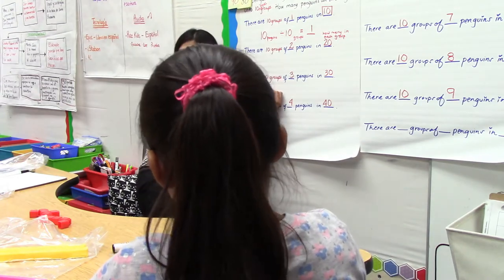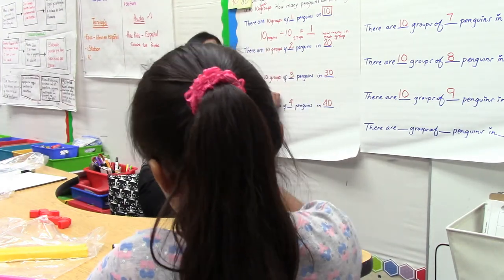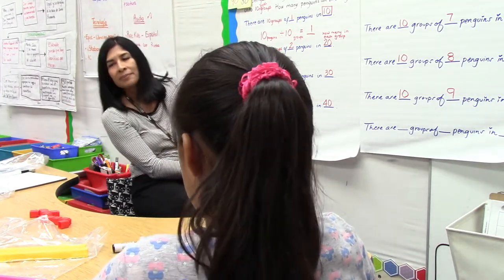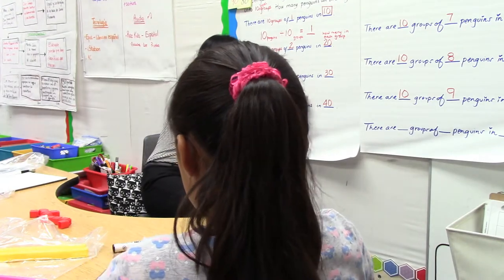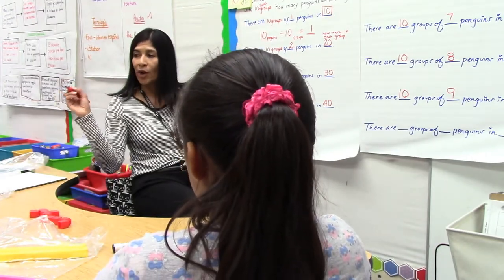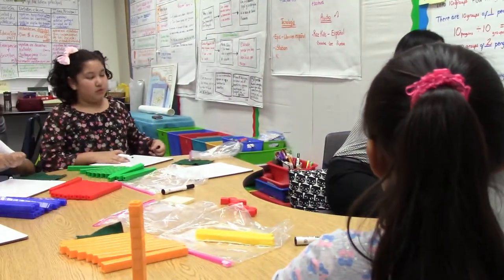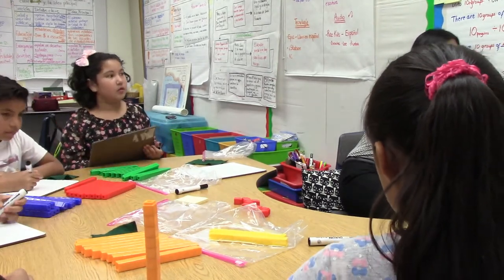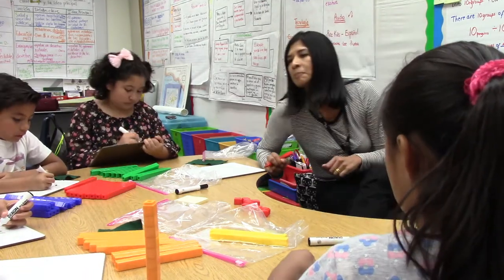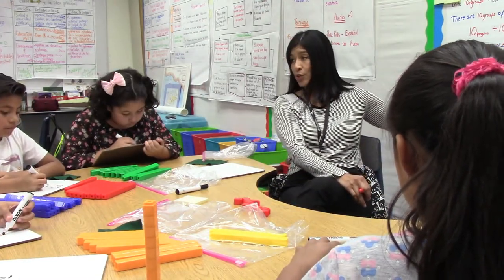Now we have how many penguins? 30. We're looking at this one, Abner. 30 penguins, and how many groups are they going into again? 10 groups. Can you help me finish this equation? Use your whiteboard, write the equation, and we're trying to find how many in each group. If you need to use your blocks to figure it out, go ahead. Or write the equation if you know it right here.